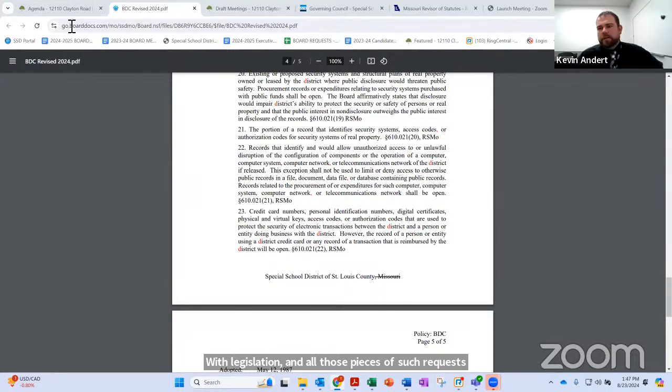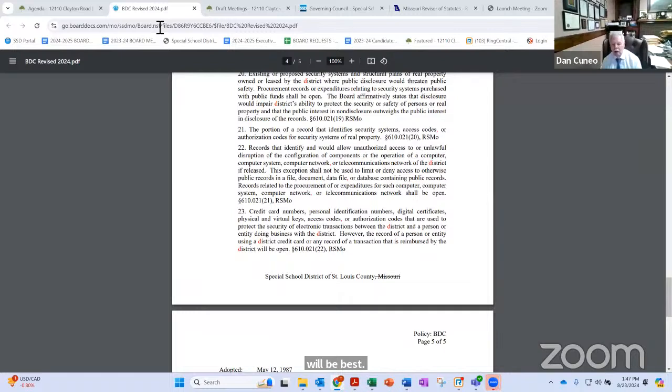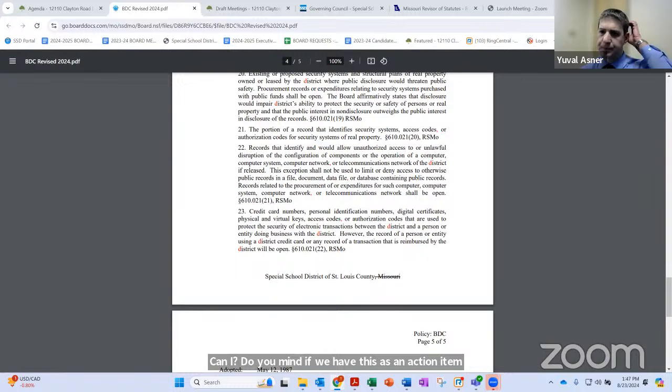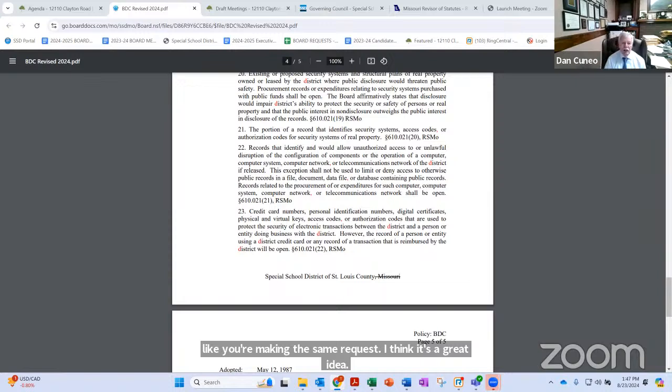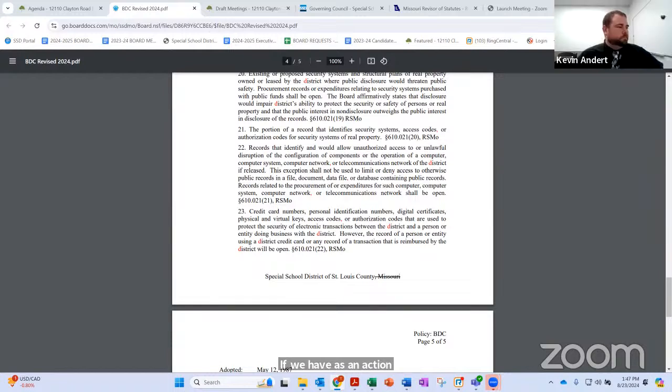Is this one that you'd like to have as an action item, or are you comfortable with this being on the consent? Do you mind if we have this as an action item? I think that's a great idea. If we have it as an action item, it pulls it up and everybody at least looks at it a little closer.